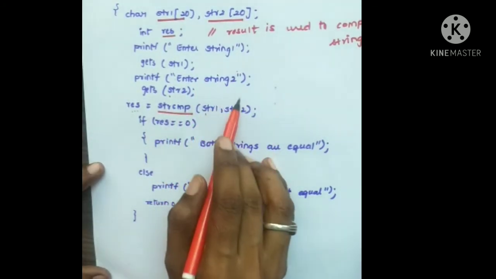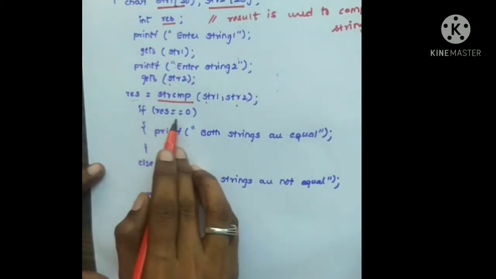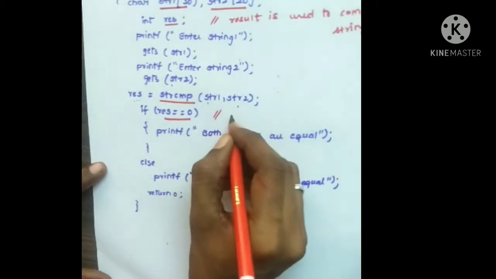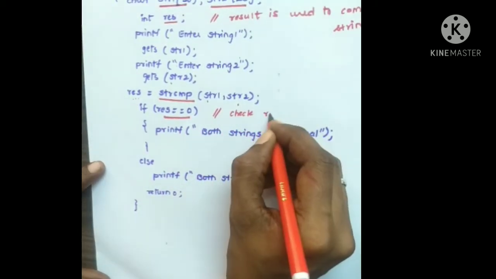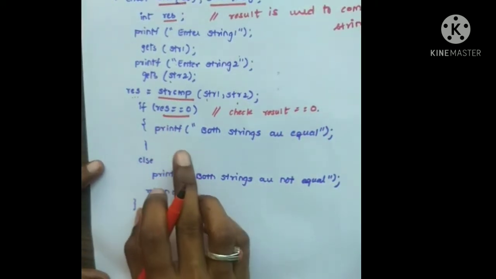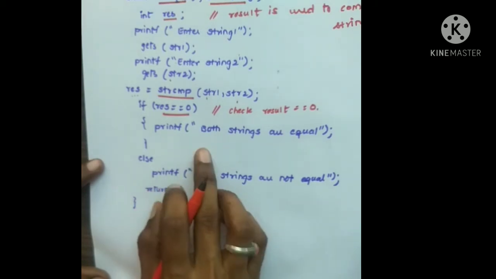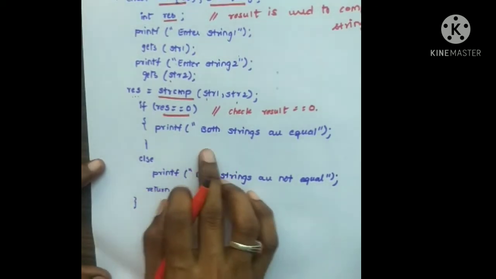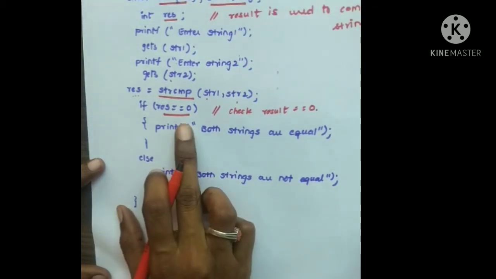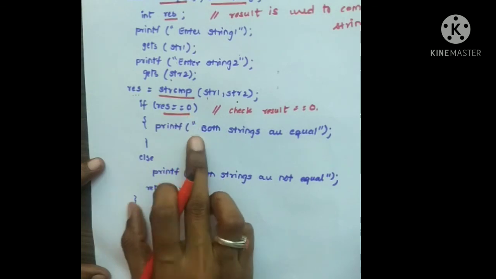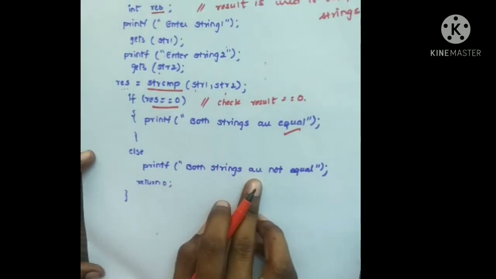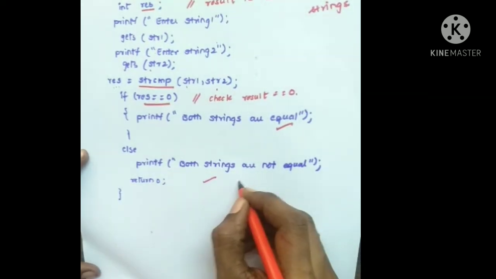If the result is equal to 0, print both strings are equal. I have to check the condition result equal to 0 or not, because initially we learned that if both strings are equal, it returns the value 0. If both strings are not equal, it returns a numerical value. For that purpose I am going to write this condition. If result equals 0, print both strings are equal, or else it is going to print that both strings are not equal. Like this we write the program regarding string comparison.